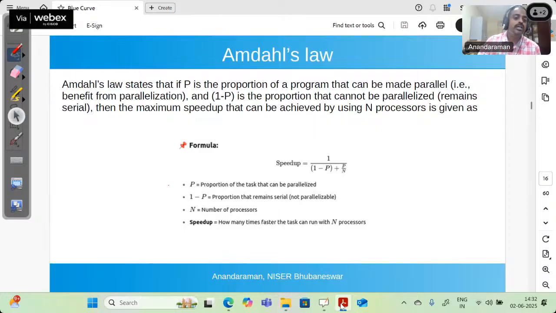Amdahl's law states that if p is the portion of the program that can be made parallel, and 1 minus p is the portion that cannot be parallelized and remains serial, then the maximum speed up that can be achieved by using n processors is given by 1 by (1 minus p plus p by n). So this is the formula to get the speed up. Speed up depends on the serial portion of the code.